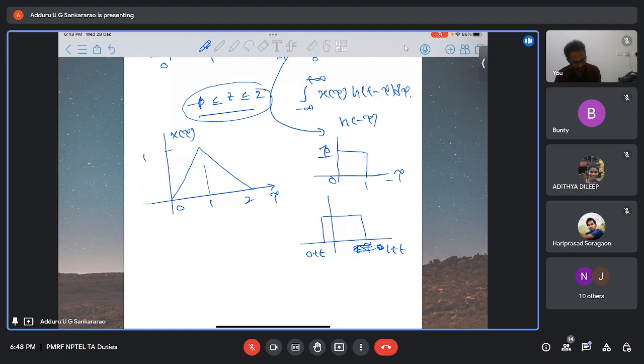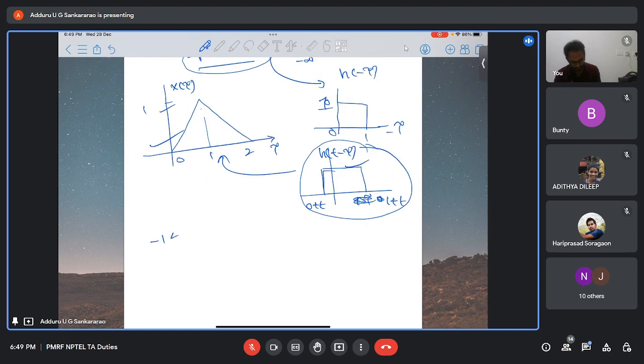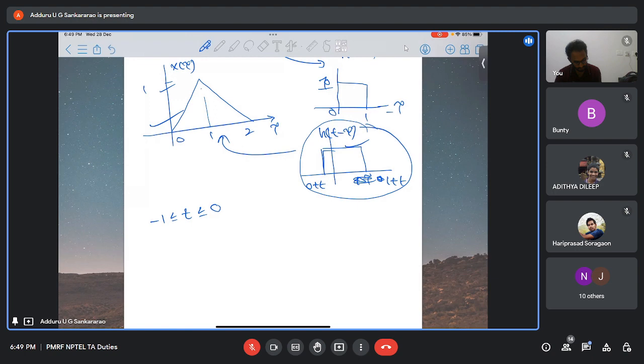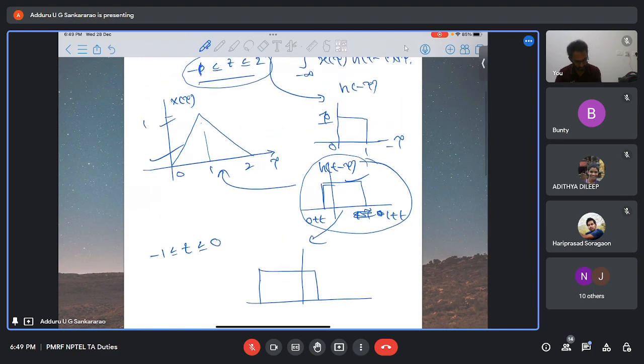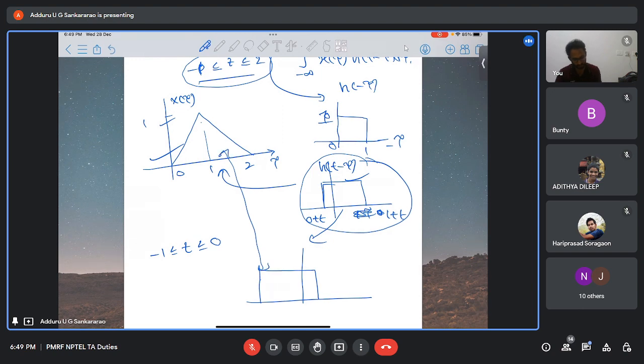Now what you need to do, you have to slide this over x of tau. This is h of t minus tau over this one, and for each interval you need to find out. One case is minus 1 less than or equal to t less than or equal to 0. In that case, something like this it will be. T is negative, right? Then the common area of these two you need to find out, and you have to integrate it.